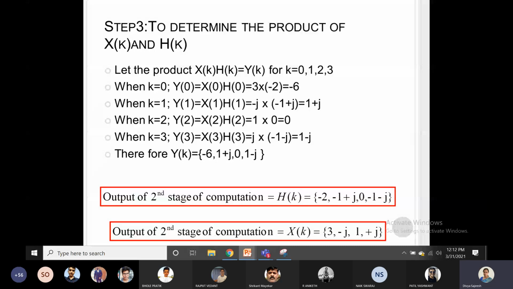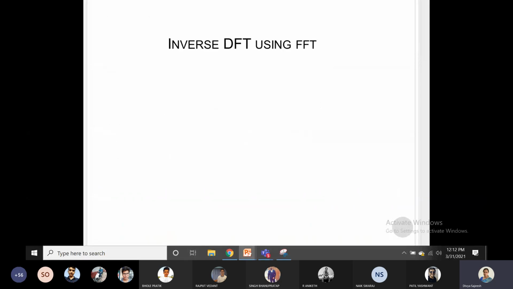Okay, so come back. We calculated y of k, but our question is to obtain the response of the system. So from y of k, we need to find out y of n. How you can obtain y of n from y of k? By applying the inverse DFT. So how can we do the inverse DFT using the FFT method?